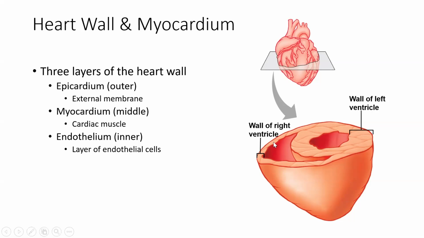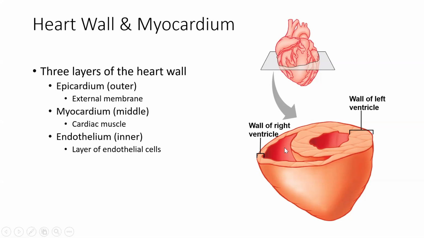So the heart is made of these three layers: the epicardium, the myocardium, which is the thickest part of the heart. It's really all of this muscle that we see here made of that cardiac muscle. And then the inner lining is called the endothelium. And that is pretty much an epithelial layer, which is a thin layer of cells inside the heart.